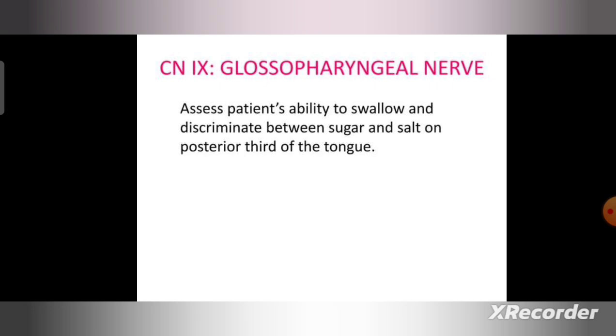So in the last presentation, we discussed the cranial nerve examination of the 1st to 8th cranial nerves. Now we'll talk about the next cranial nerve examination, which is the 9th, the glossopharyngeal nerve. In this, assess the patient's ability to swallow and to discriminate between sugar and salt on the posterior third of the tongue.